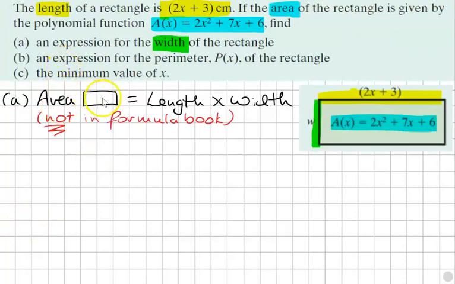So the area of a rectangle is length times width. This is not in the formula book. You do need to learn this off by heart. So if we draw out a rectangle and we say the length is 2x plus 3, highlighted there in yellow, and the width we're just going to call w, highlighted there in green, and the area, the space inside the shape, is 2x squared plus 7x plus 6, highlighted there in blue.